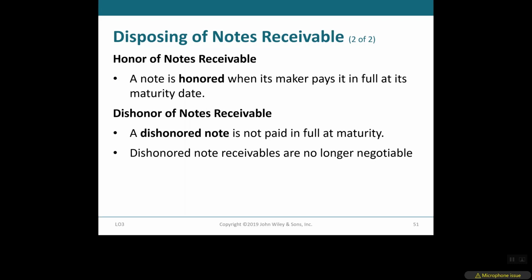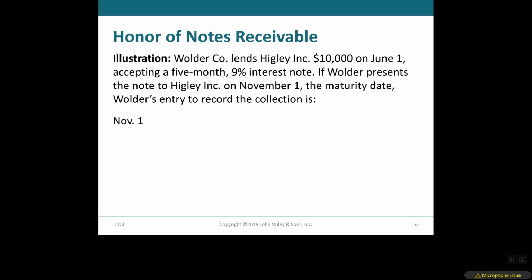Now, whenever a note receivable is honored, it means that the maker of the note paid it in full. If it is dishonored, that means they did not pay it in full as at the time of maturity. Once a note receivable is dishonored, there can no longer be any negotiation for it.